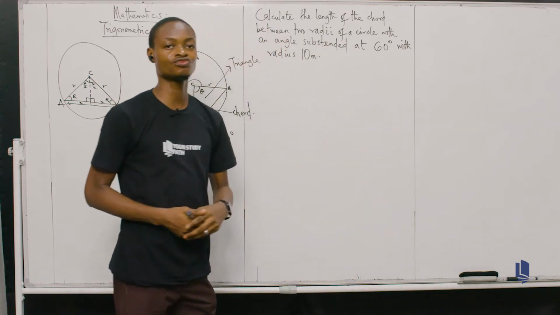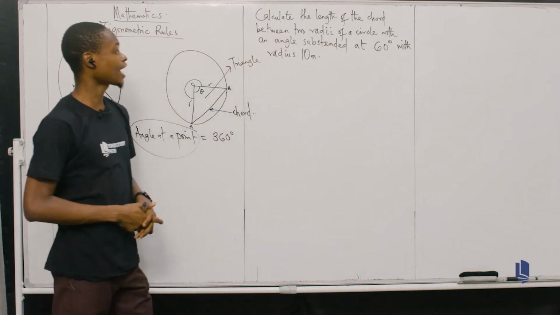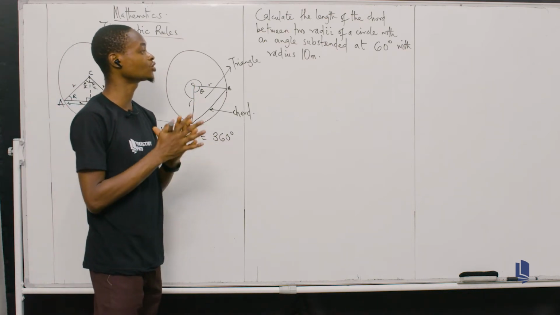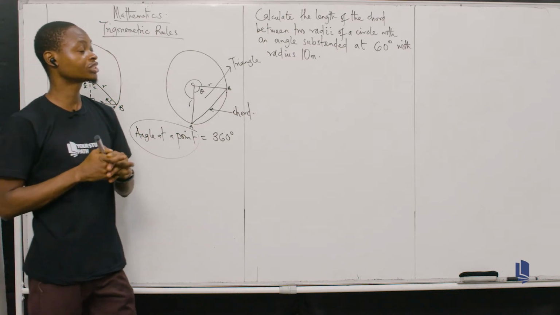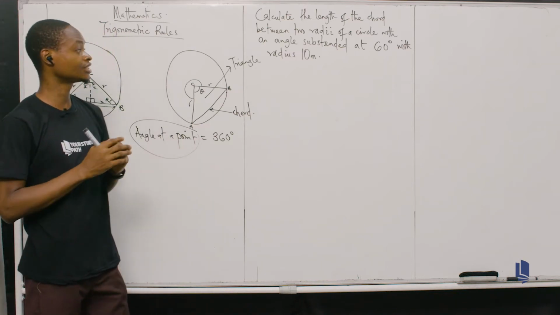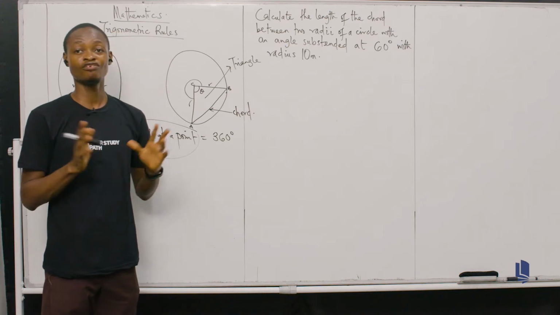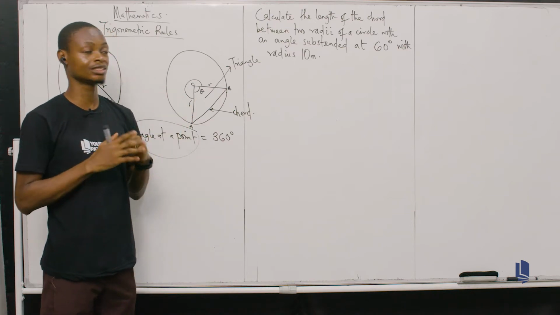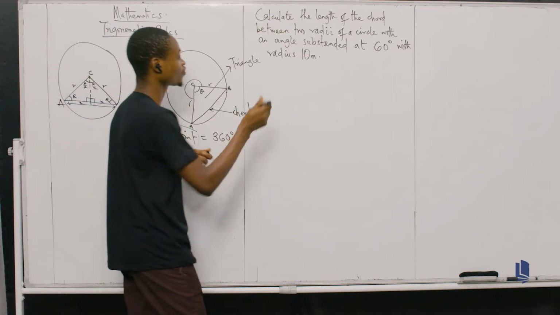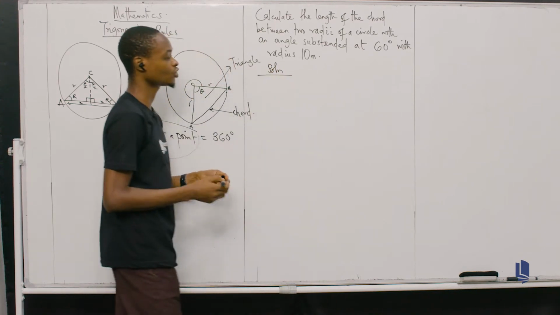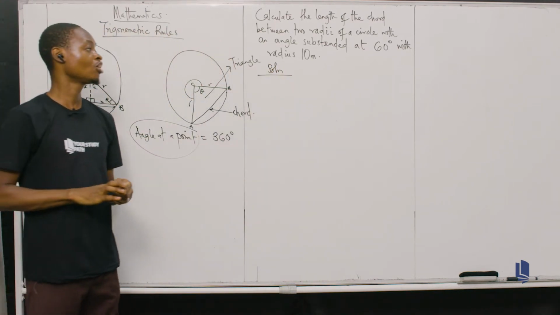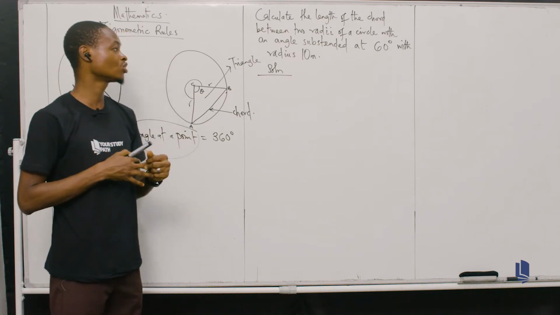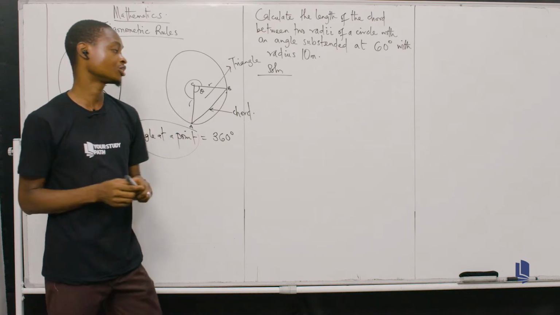Let us start off with this question. Calculate the length of the chord between two radii of a circle with an angle subtended at 60 degrees with radius 10 meters. This is what we need to calculate. The very first thing is, let's try as much as possible to prepare this in a diagram as clearly as possible. Whenever you utilize diagrams, it makes it easy for you to identify what exactly you are looking for, and also piece out the steps you need to go through in order to get your solution.